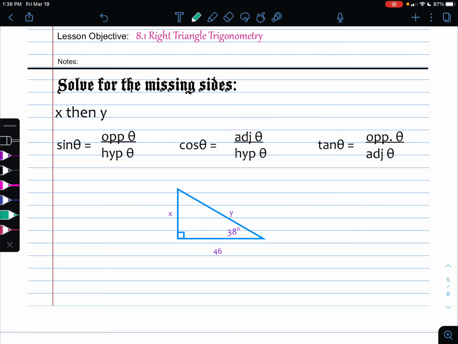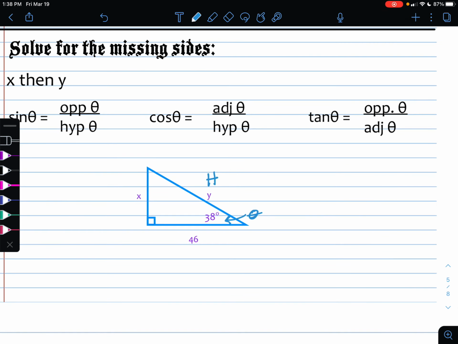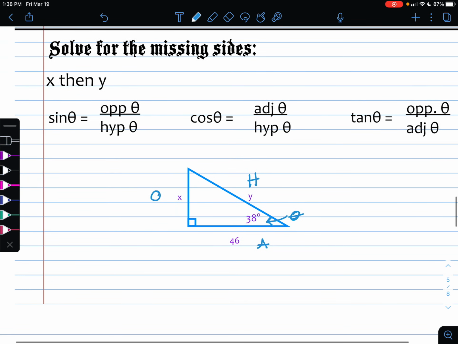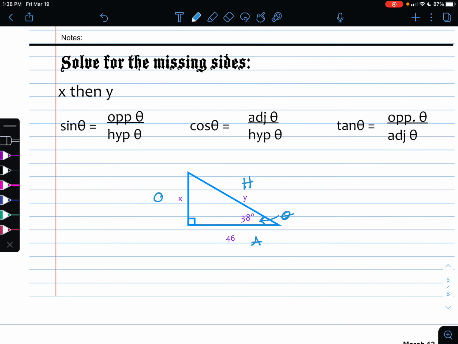First thing I'm going to do is label. I have a theta right here. This is my theta, my angle. So that means I have to label this my hypotenuse, adjacent, and opposite. All right, it says solve for x first, then y.